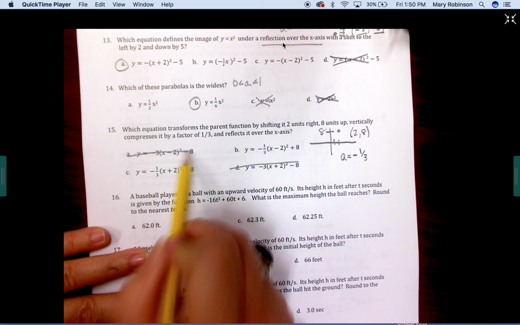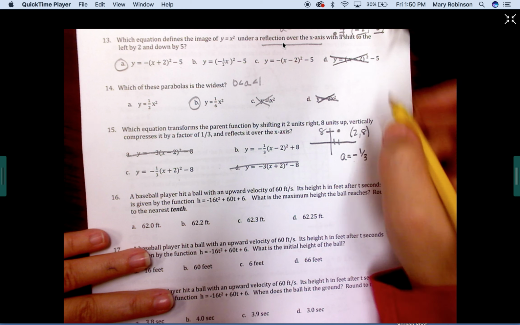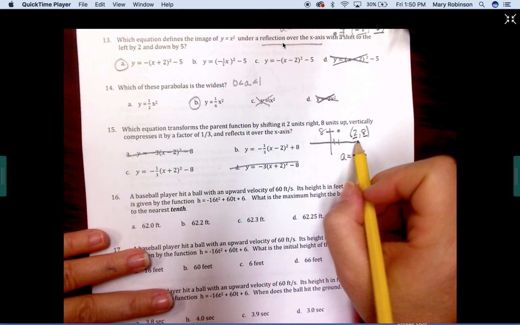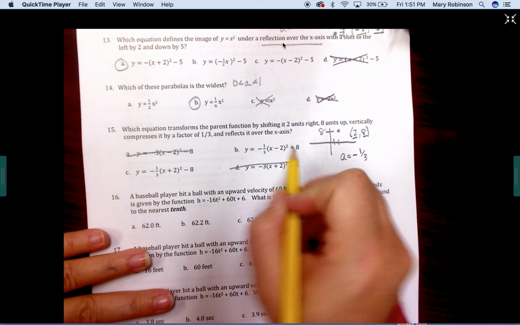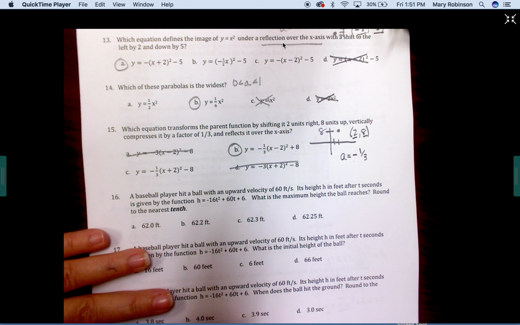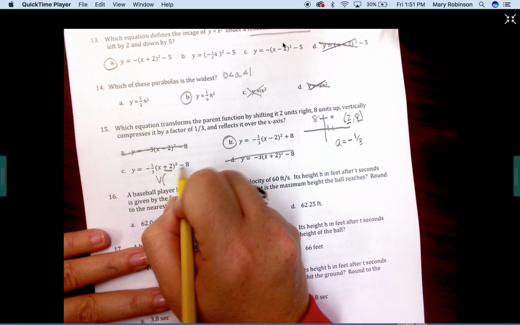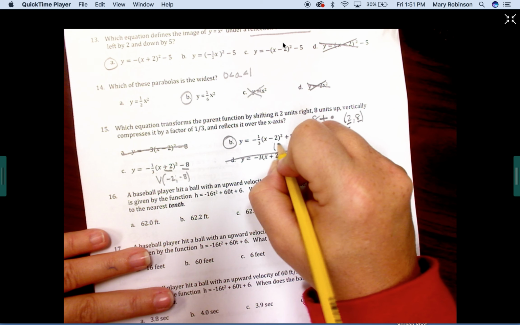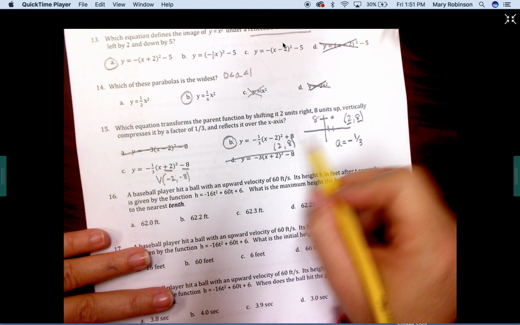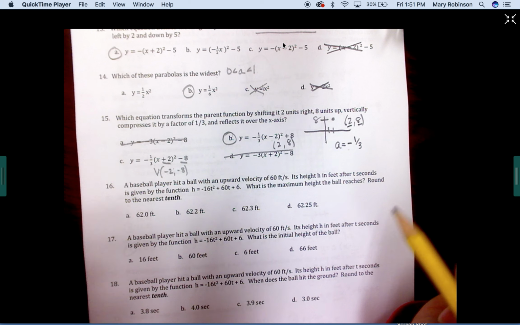It can't be these two. And I have to remember opposite keep. So I'm looking for negative 2, positive 8. Negative 2, positive 8. It's B. Here my vertex would be negative 2, negative 8. So it might help for you to just take your answer choices and write out your vertex and see which one matches. So it's definitely B.